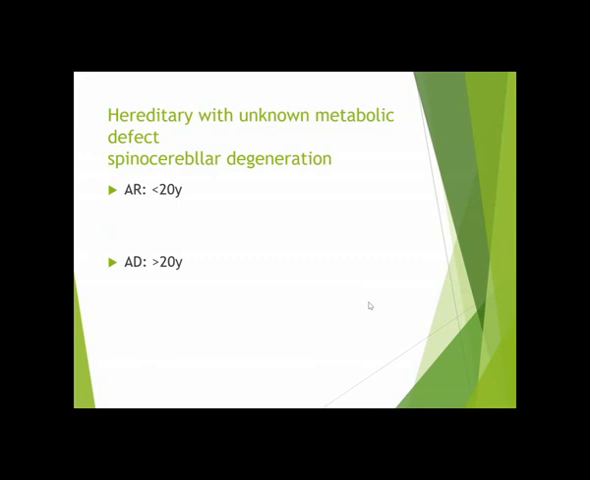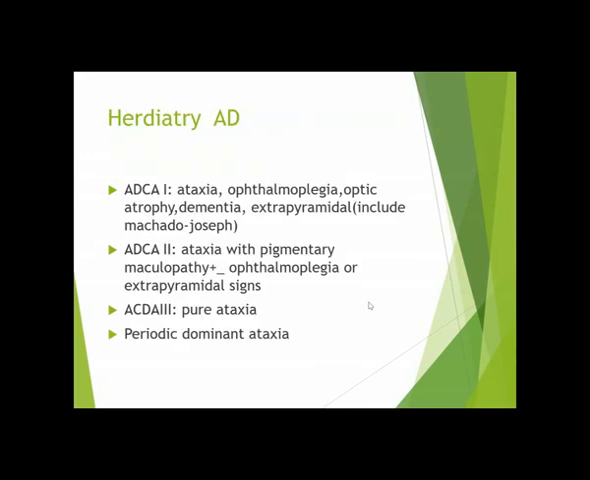They can have ophthalmoplegia, optic atrophy, dementia, and extrapyramidal features like rigidity, bradykinesia and Parkinsonian features. See, this is a group. There are so many cerebellar disorders, so many genes identified in this group. And then we have another group. These are common features of group 1.